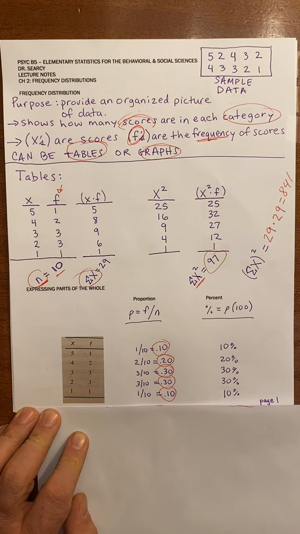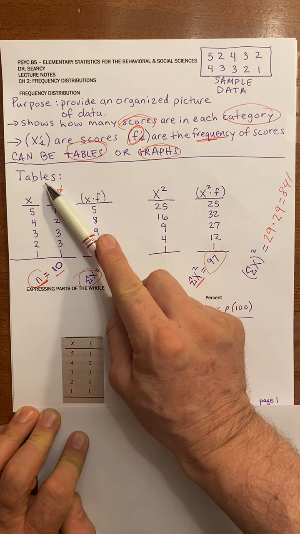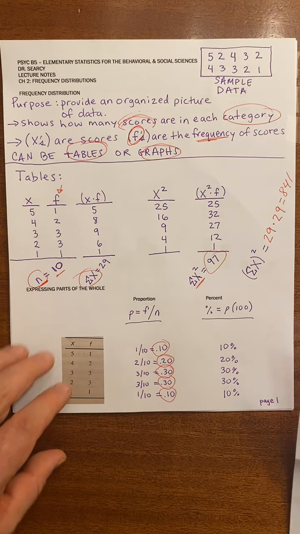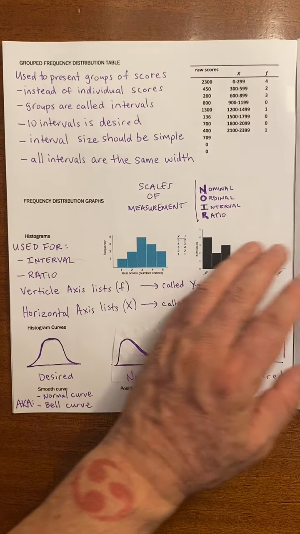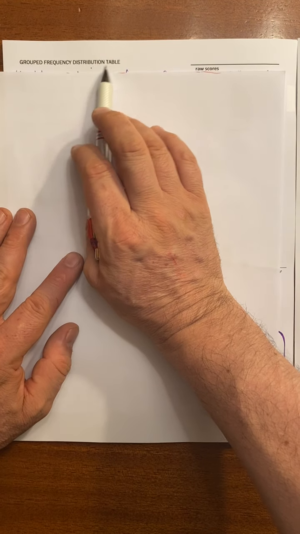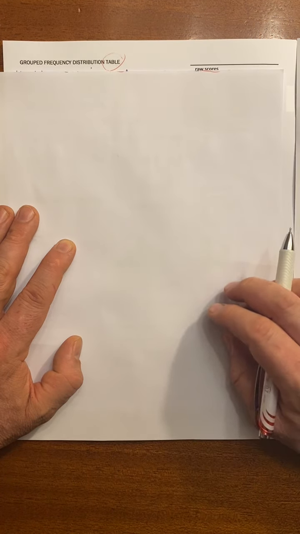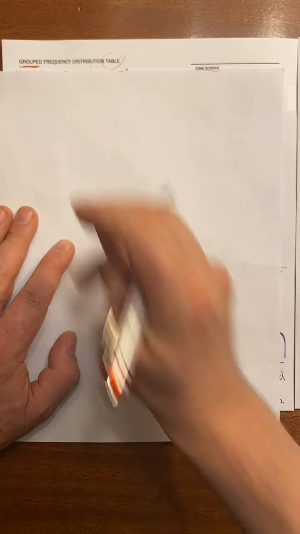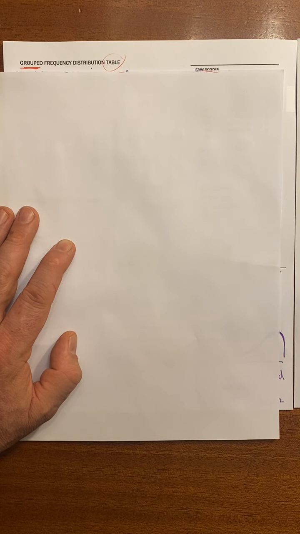Now what I want to do is keep on talking about tables. We're going to talk about a slightly modified version of a table, a modified version that we refer to as a grouped frequency distribution table. Right? So it's still a table that we're talking about, but now we're talking about organizing the data in terms of groups. Let me give you an example of how this might work.